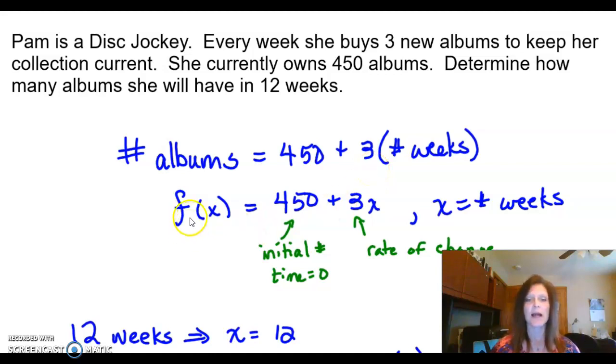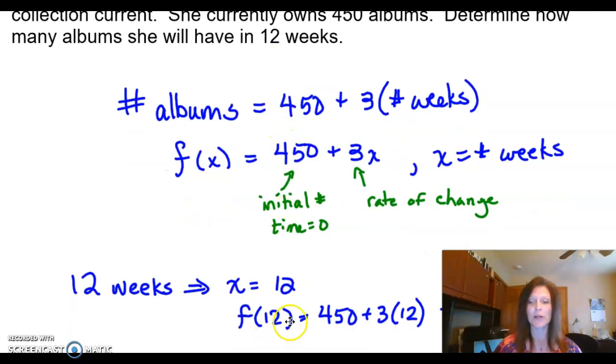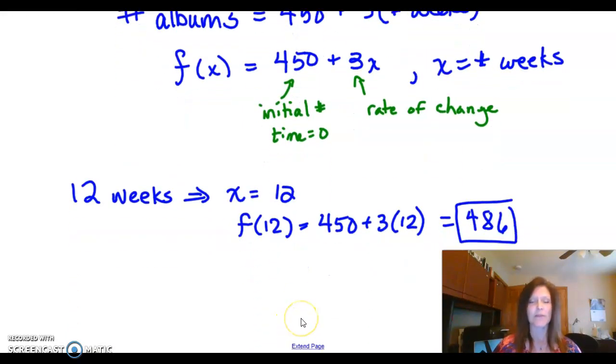So formally, I would have f of x is equal to 450 plus 3x, where x is the number of weeks. So the y-intercept is my initial number at time 0, and the slope is my rate of change. So if they want me to calculate how many albums she would have in 12 weeks, well, they're telling me the x value, we'd plug it in and work it out and find that she would have 486 albums.